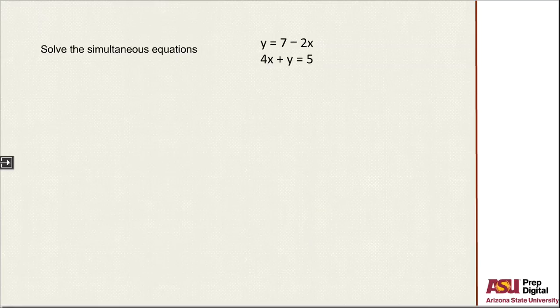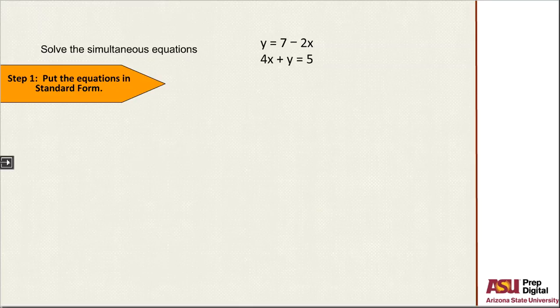Here's a second example on how to solve simultaneous equations using elimination. Our first step is to put the equations in standard form. You'll notice this top equation is actually solved for y equals, so we're going to move that 2x over. I'm going to add 2x to both sides, and this becomes 2x plus y is equal to 7. The reason the 2x is now positive is because I added it to both sides. That eliminates it from the right and just leaves the 7.